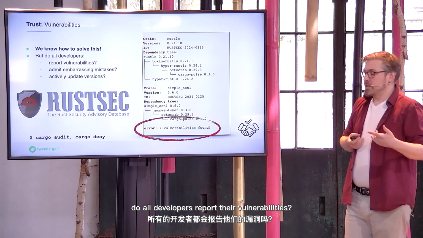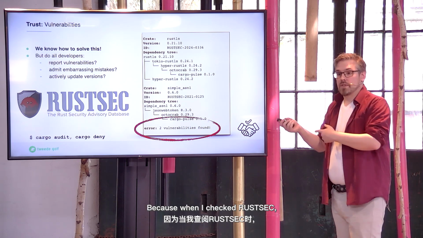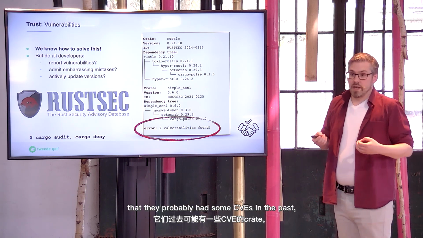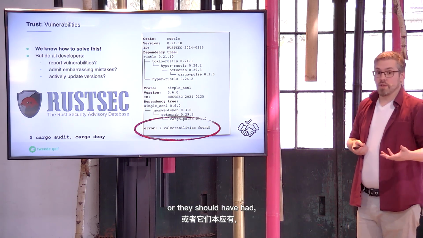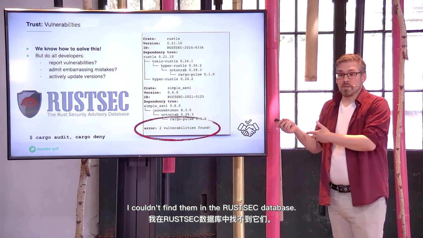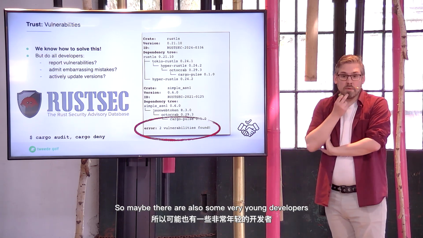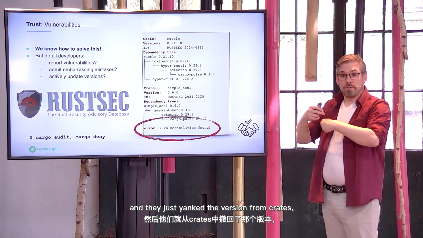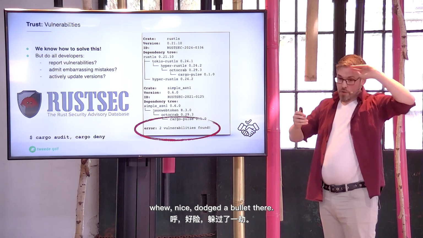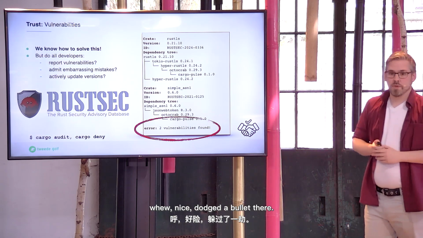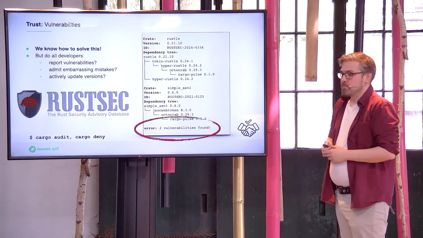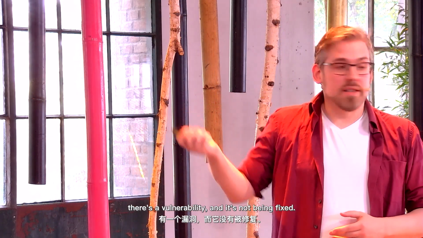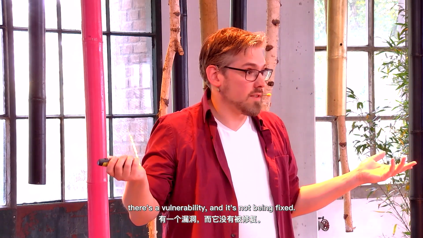developers report their vulnerabilities? Because when I checked RustSec, for some crates where I'm pretty sure that they probably had some CVEs in the past, or they should have had, I couldn't find them in the RustSec database. So maybe there are also some very young developers that made an embarrassing mistake, and they just yank the version from crates.io, push an update, and they go, whew, nice, dodged the bullet there. Or maybe they're not even actively maintaining their packages anymore. So there's a bug there, there's a vulnerability, and it's not being fixed.